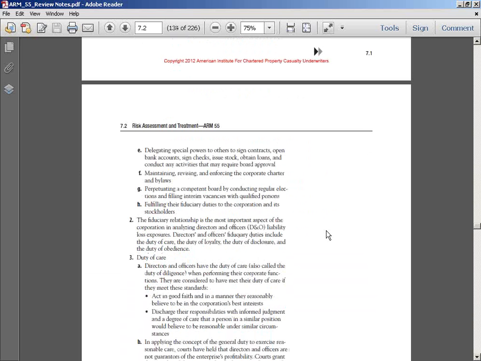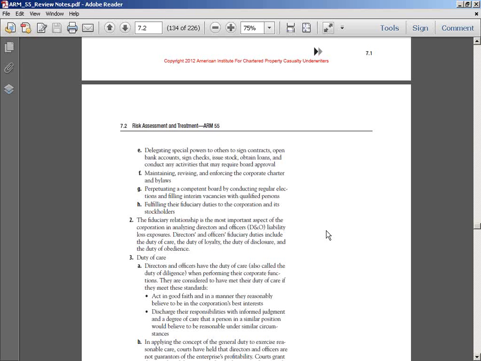directors and officers' fiduciary duties include the duty of care, duty of loyalty, duty of disclosure, and duty of obedience. The most important one of those is the duty of care. The idea of that is to make sure the assets are protected. That goes back to the definition of duty of care in the book, doing what a reasonable person would do. Their job is to protect the assets, avoid lawsuits, and comply with the law.